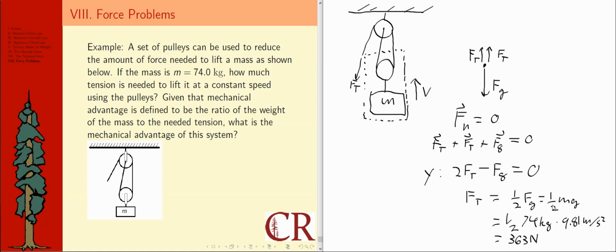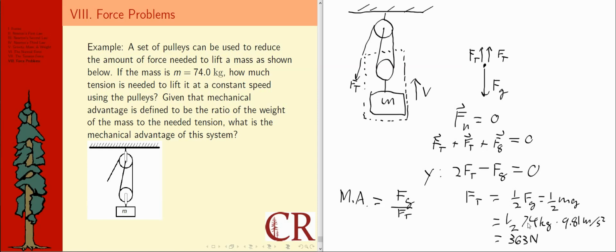Now, the second part of this question was about this concept of mechanical advantage. I chose this example because I wanted to throw that out there at some point. It's not something quite as emphasized in this course as maybe in some other physics courses out there, but it's worth running into because it comes up here and there. It's defined to be the ratio of the weight of the mass to the needed tension, right? So maybe I'll just put down here mechanical advantage, MA, is equal to what I called FG, the ratio of that to the needed tension.